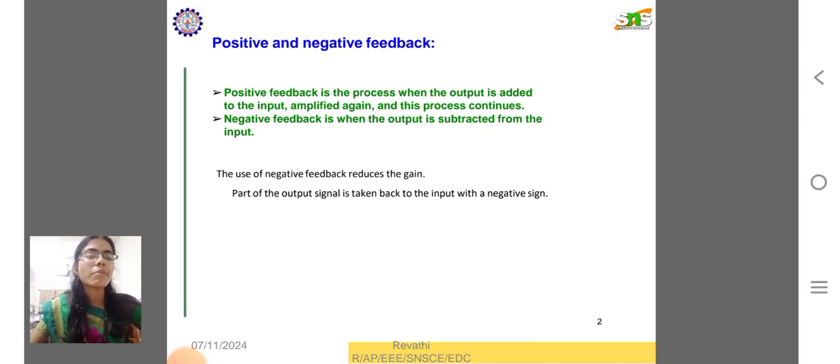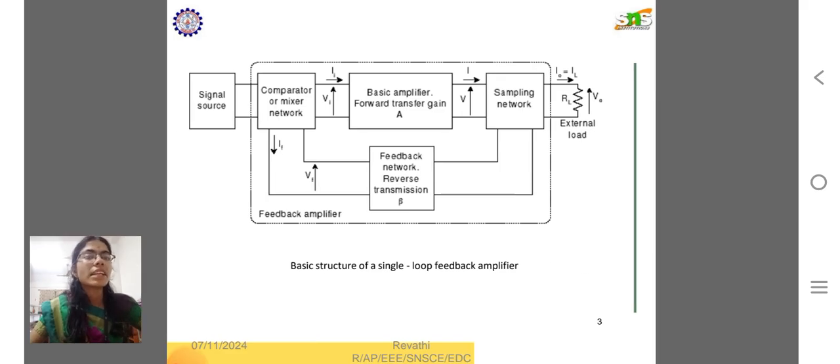Positive feedback is a process where the output is added to the input, amplified again, and this process continues. Negative feedback is when the output is subtracted from the input. In positive feedback, it acts as a series feedback. Negative feedback acts as a shunt. The use of negative feedback reduces the gain. Part of the output signal is taken back to the input with a negative sign.